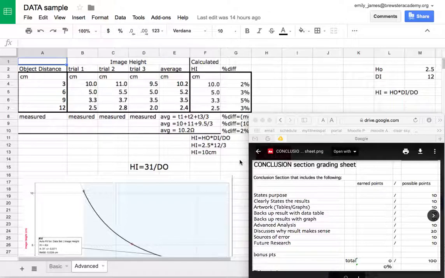And the last part is future research. So this gives you practice in asking good questions. So I want a new scientific question. That means it has to either have a new IV or DV, but still be related to the lab that we did. So instead of varying the object distance, maybe I could vary the object height, or maybe I could vary the image distance. A good hint is to look at those things that you're holding constant and maybe try to vary one of those.